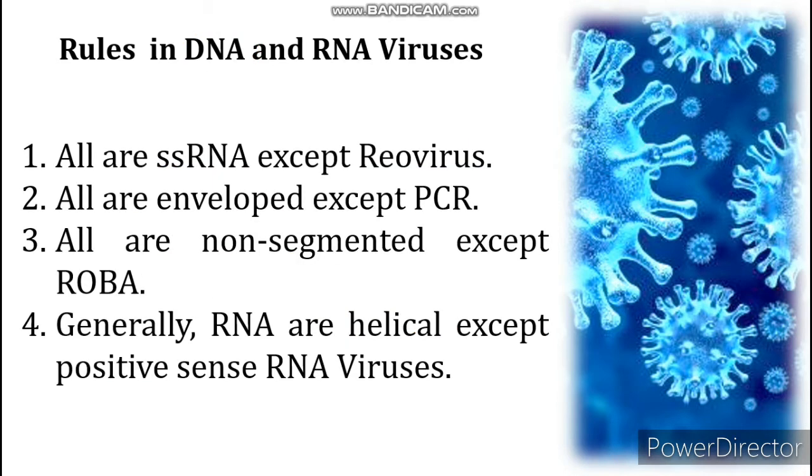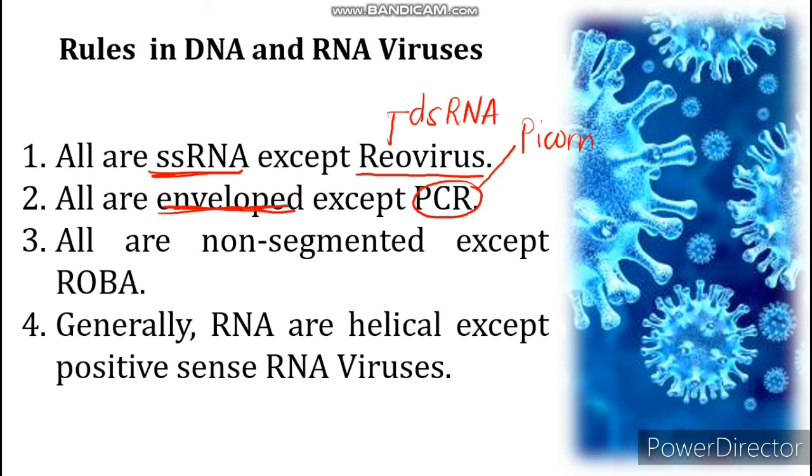Next, we go to your RNA viruses. First one, all are single-stranded RNA viruses except your reovirus because your reovirus is a double-stranded RNA. Next, all are enveloped. All RNA viruses are enveloped except PCR. Your PCR is your picornaviruses, your calciviruses, and your reoviruses.